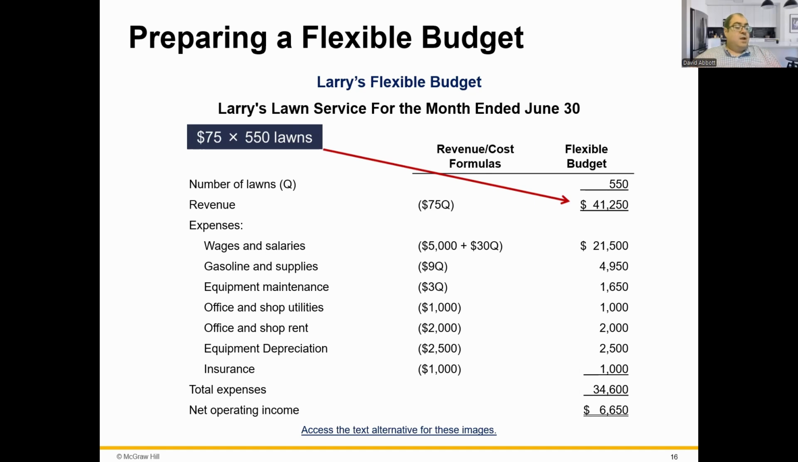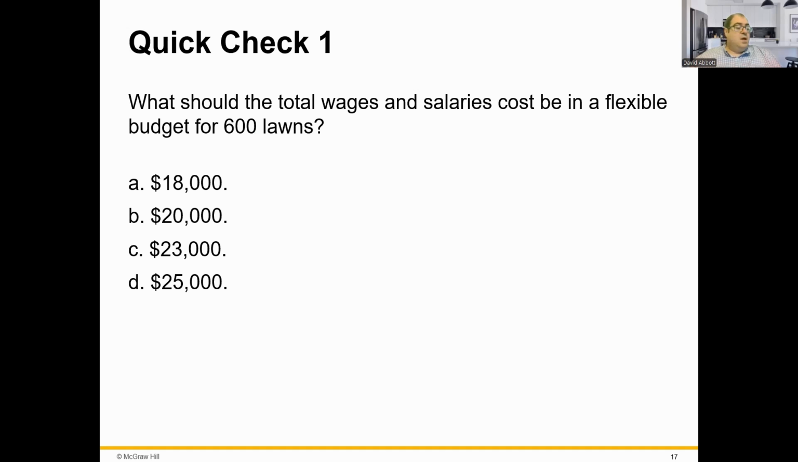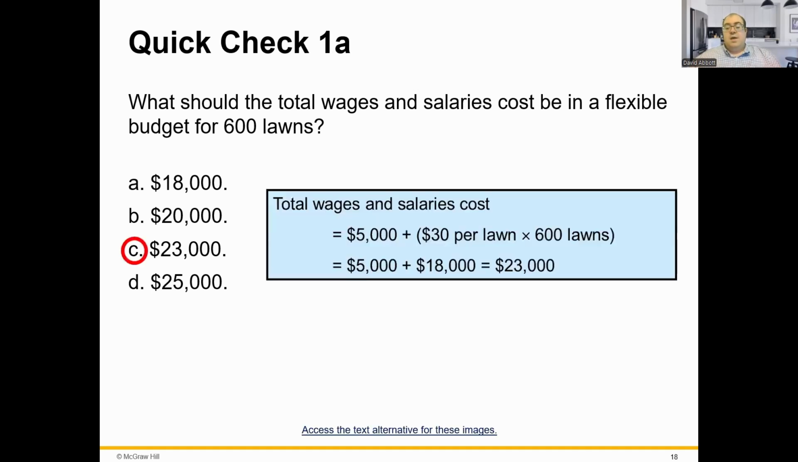Now, the fixed costs in Larry's flexible budget are not sensitive to changes, so we just carry them over. So again, his office and his shop rent is going to be the same. His equipment depreciation is going to be the same. His cost of insurance is going to be the same. Those things don't change. So now, what would be the total wages and salaries if he did 600 lawns? Again, we can take the $30 per lawn times 600, which is 18,000, and then add the salary, which is 5,000, gets us 23,000.